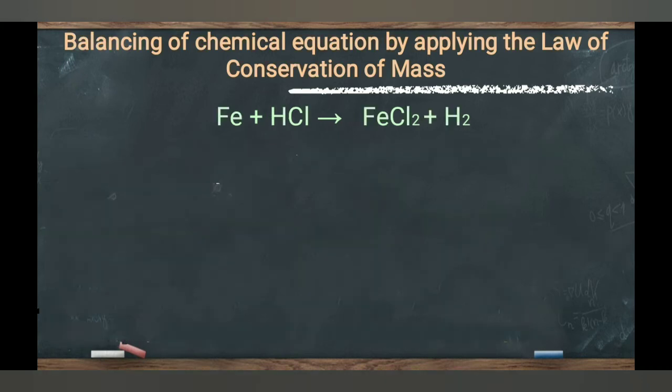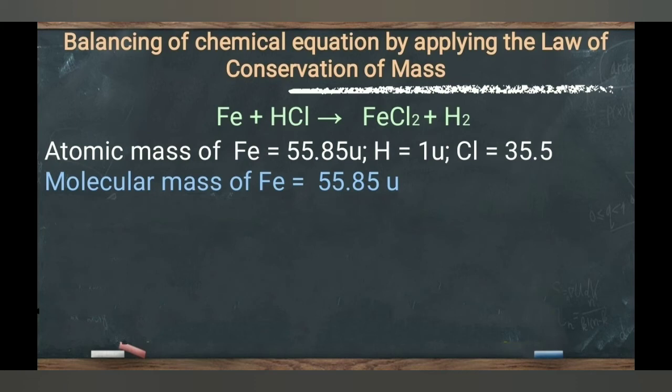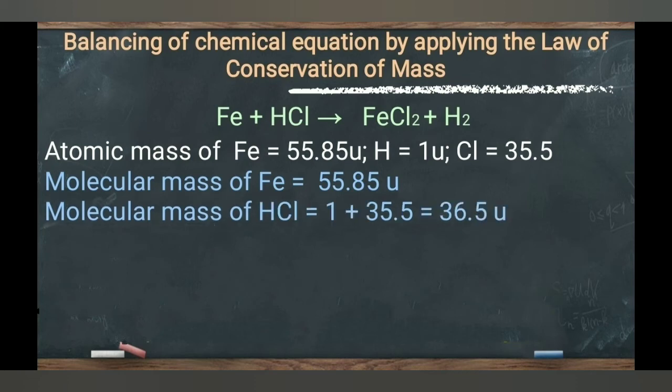Now consider this reaction in which iron reacts with hydrochloric acid to form ferrous chloride and hydrogen gas. Here the atomic mass of iron is equal to 55.85 units and the atomic mass of hydrogen is equal to 1 unit and that of chlorine is equal to 35.5 units. Let us first calculate the molecular mass of reactants. In reactants we have iron and hydrochloric acid. The molecular mass of iron here is 55.85 units. And the molecular mass of HCl is equal to 1 plus 35.5 equal to 36.5 units.